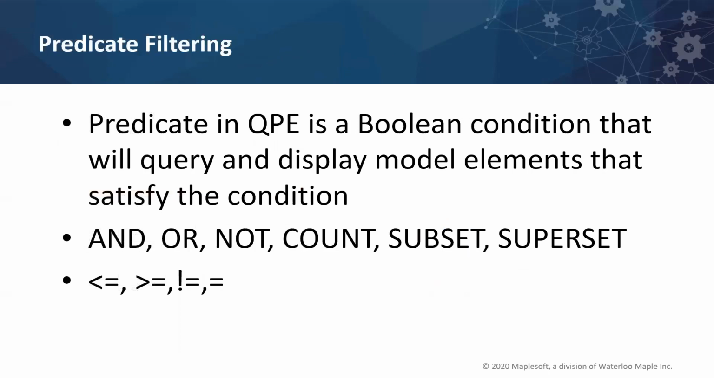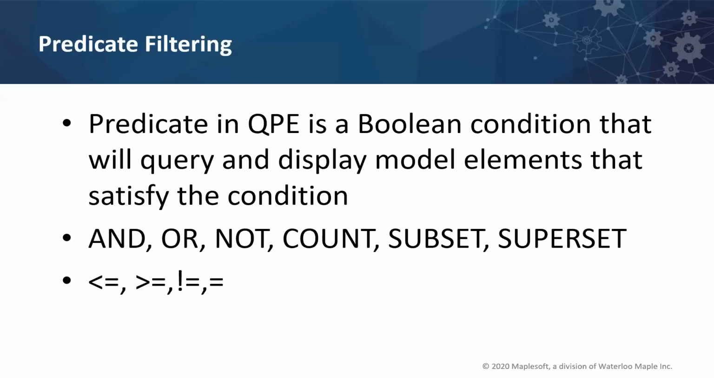And the final one is predicate filtering. This is also something that we extended in our QP. QP here means the query path expression that you use in the configuration file. What a predicate does is match a Boolean condition that queries the whole model based on how we have defined the configuration file. And it's going to display an element if it satisfies the condition that you have defined for the predicate.